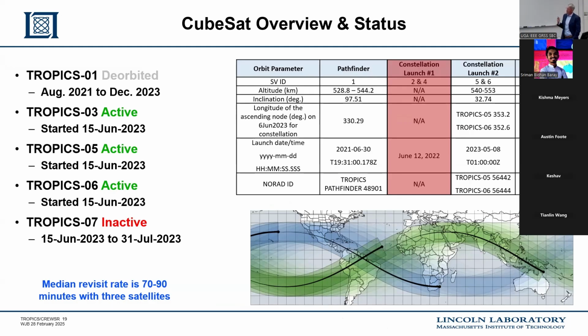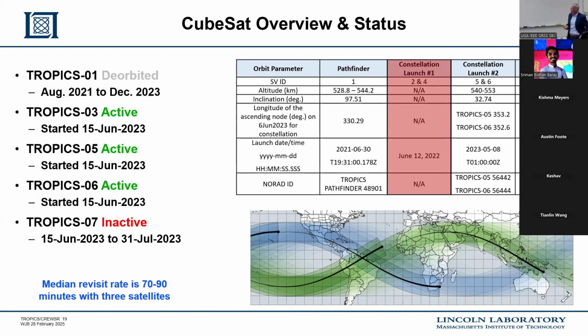That was our qualification unit. So we launched that one to try to check out all the facets of the mission. We then launched the 4 constellation vehicle. So TROPICS-1 is the Pathfinder that has since deorbited 18 months ago or so. We had a launch failure. Our first launch of the constellation vehicles of 2 vehicles failed actually.